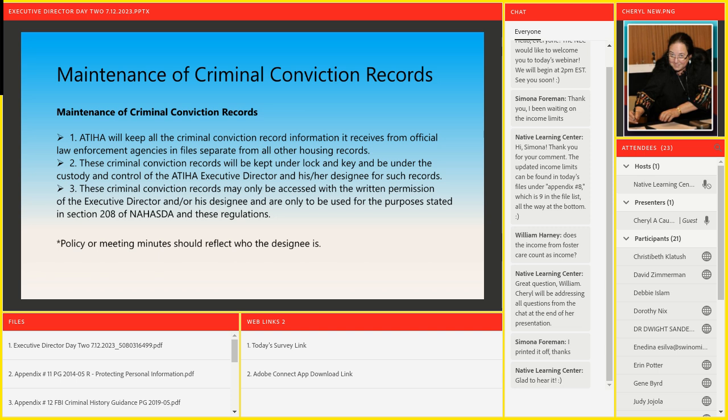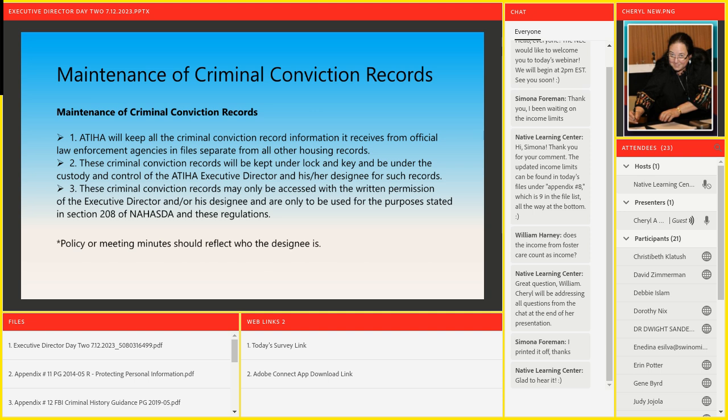So you have to maintain those. It receives from official law enforcement agencies and files separate from your other records. Lock and key, under the control of the director or the designee. Only accessed with written permission from the ED or the designee. Only to be used for the purposes stated under 208 in NAHASDA.